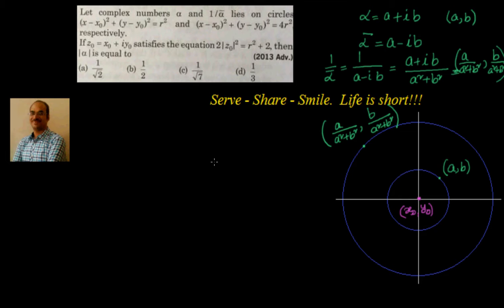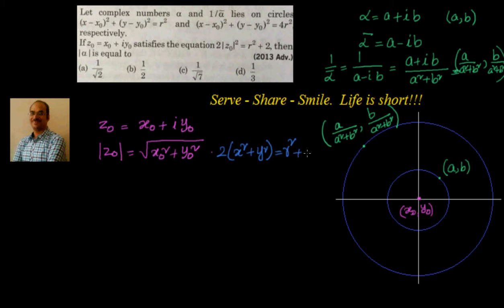They have given us another extra condition. What is that condition? 2 into mod z naught square equal to r square plus 2, and they said z naught is x naught plus iy naught. I'll write that z naught equal to x naught plus iy naught. That means mod of z naught is equal to square root of x naught square plus y naught square. So I can write that condition as 2 into (x naught square plus y naught square) equal to r square plus 2.